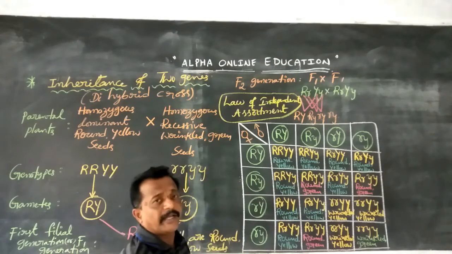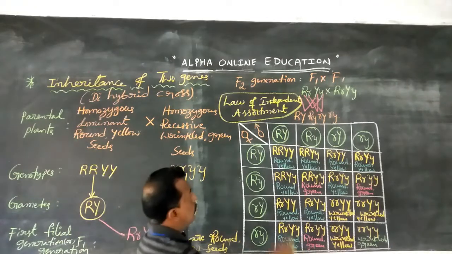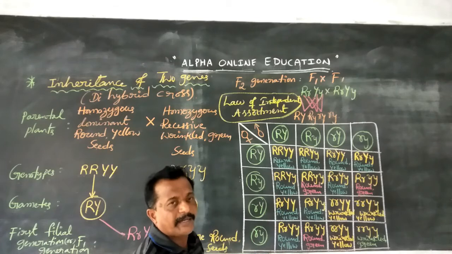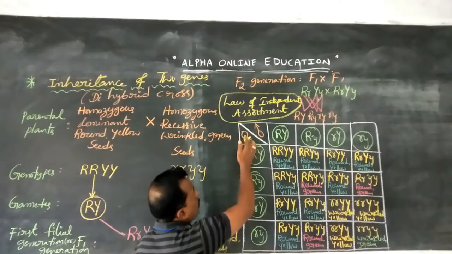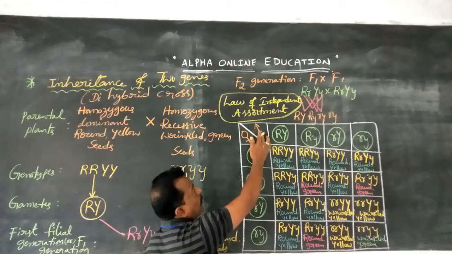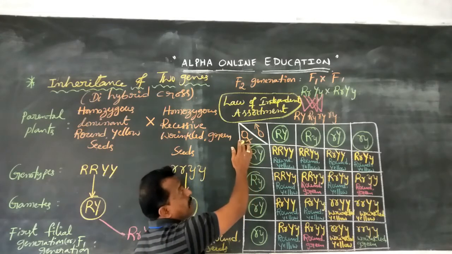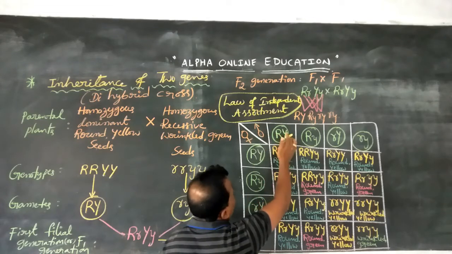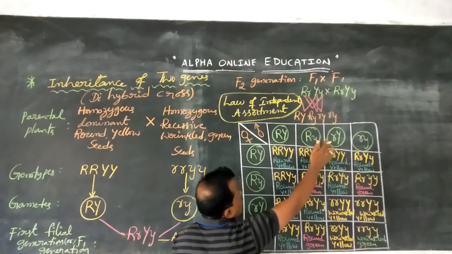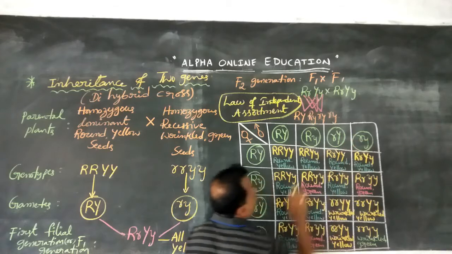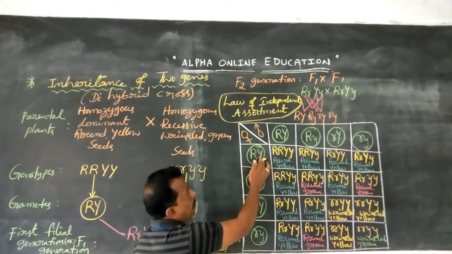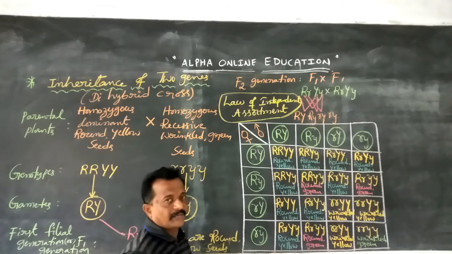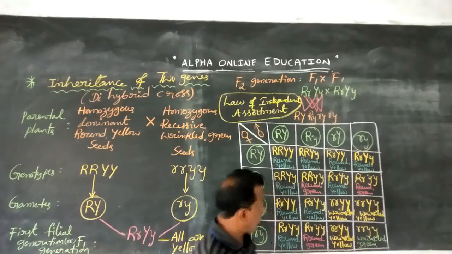The Punnett square always carries male gametes and female gametes. The male gametes are taken on the right side and the female gametes on the left side. Here the male gametes are RY, Ry, rY, ry. The female gametes are also RY, Ry, rY, ry.